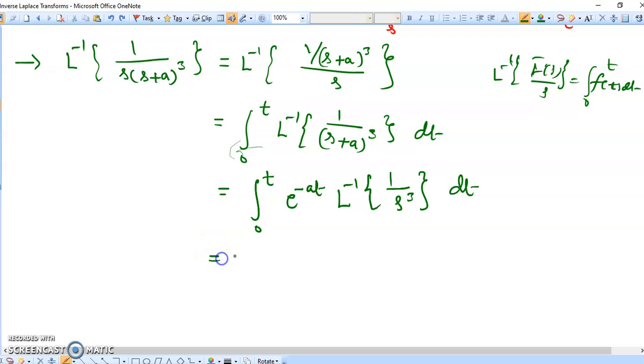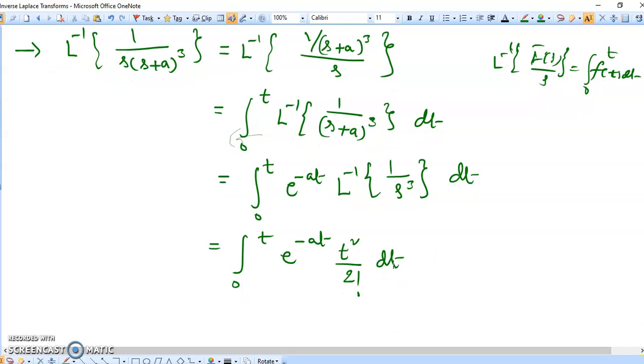Now this is also the same as integral 0 to t e power minus at times L inverse of 1 by s to the power of n, which is t to the power of n minus 1 by n minus 1 factorial. So this gives t square by 2 factorial into dt.